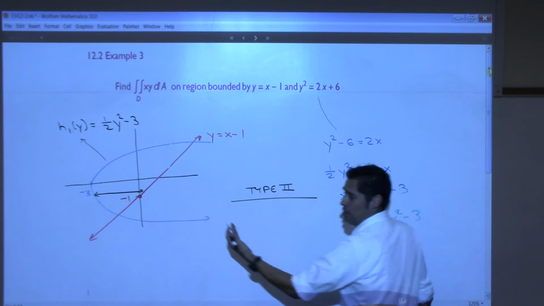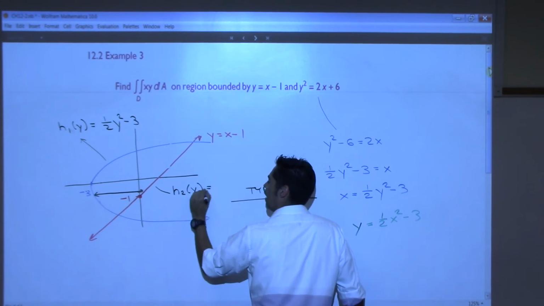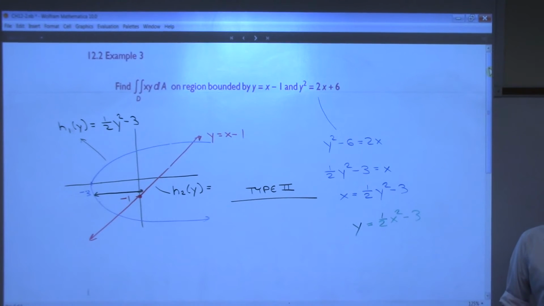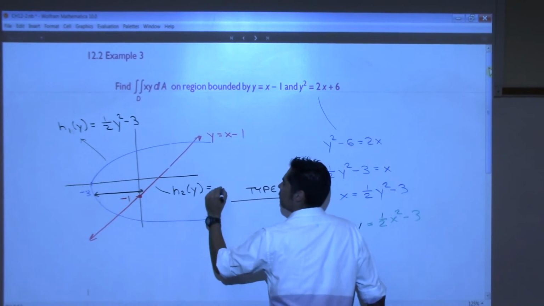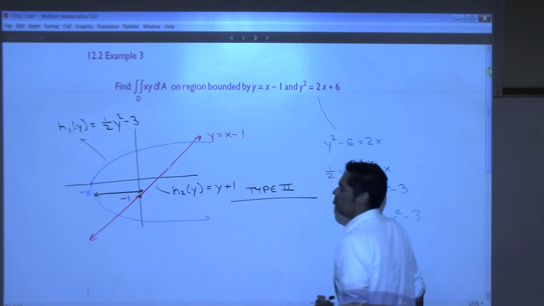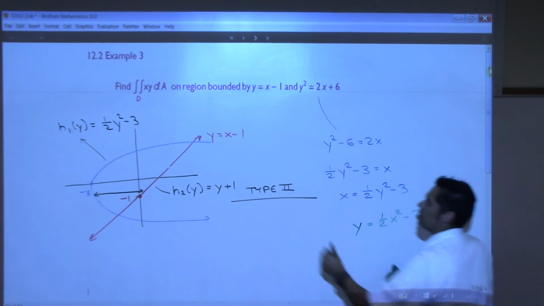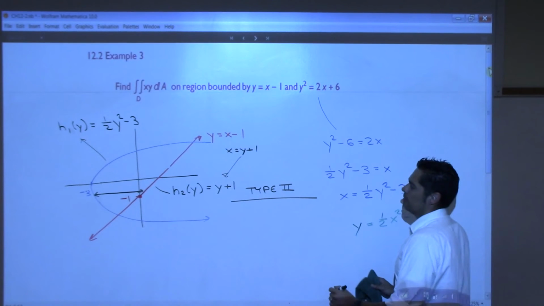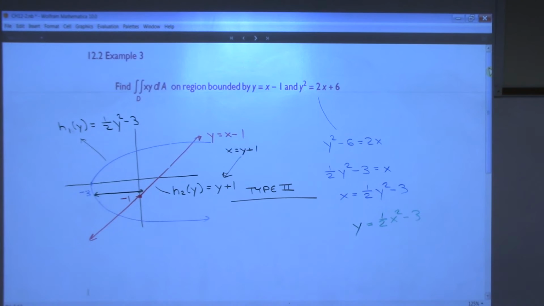Then this red one, which is our right bound, is our h sub 2 of y. And that is the line solved for x, which we hadn't done, had we? We hadn't solved this for x, but we could. Y plus 1. Right? So take this, that's x equals y plus 1. That's how I got to this. That's an arrow. No questions?